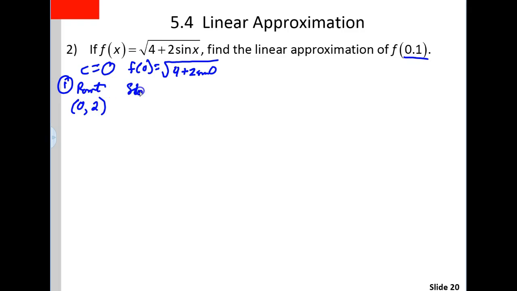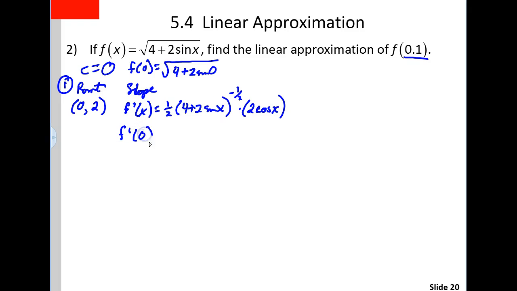Next, the slope. All right, so we have f of x, so we need f prime of x. All right, so the square root of 4 plus 2 sine x. So we would have 1/2 (4 plus 2 sine x) to the negative 1/2 times the derivative of 4 plus 2 sine x. So what's the derivative of 4? 0. Plus the derivative of 2 sine x. So 2 times the derivative of sine, which is cosine x. Okay, that's our derivative. So now the specific slope of the tangent would be f prime of 0.